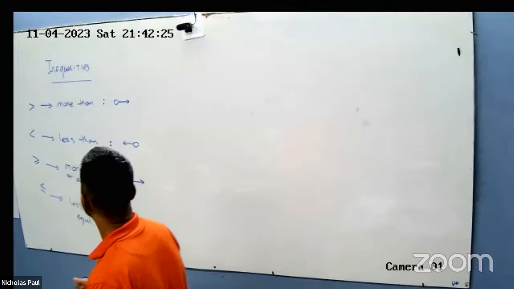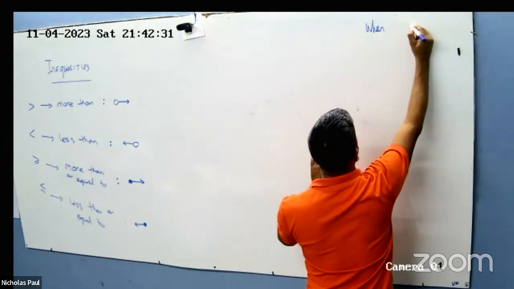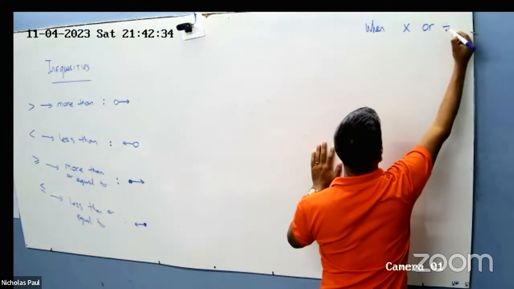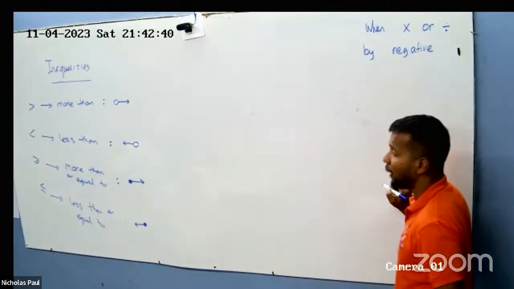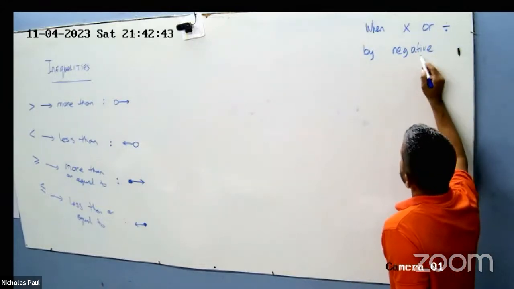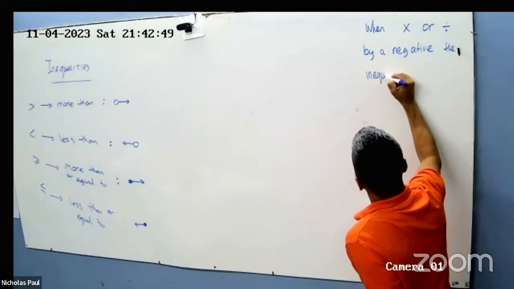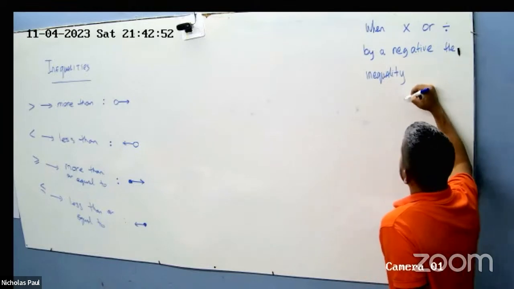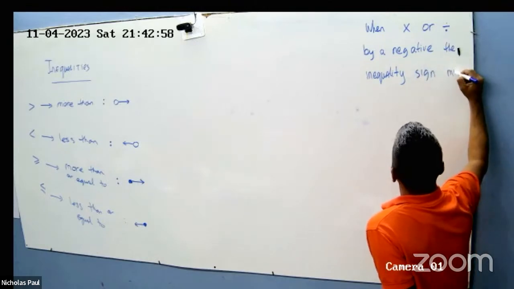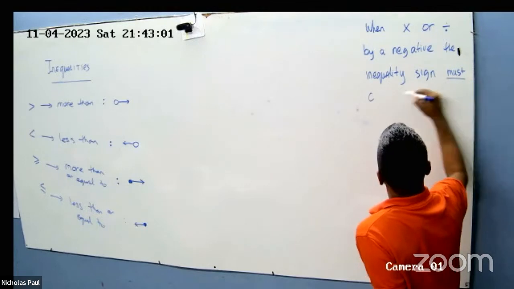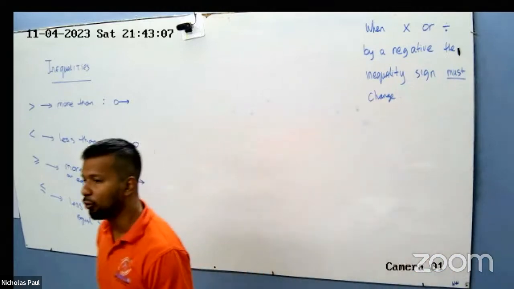Except for one. When we multiply or divide by a negative, the inequality sign must change. All right. So that's the main rule when you do these inequalities, right?